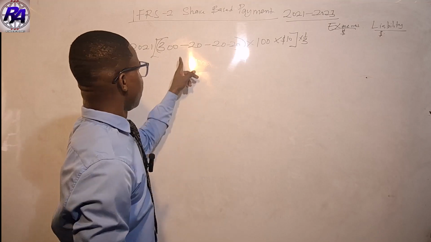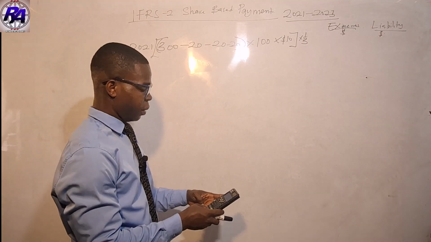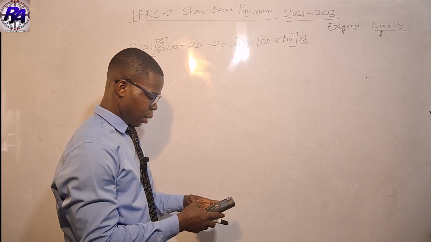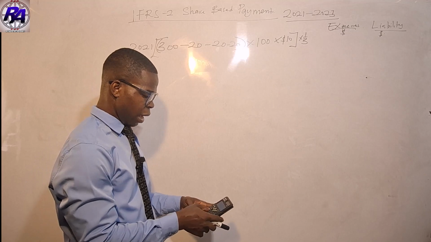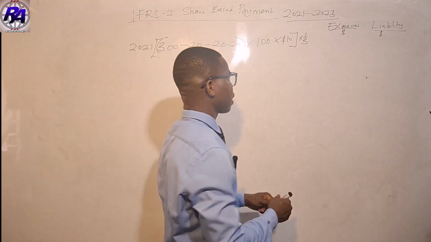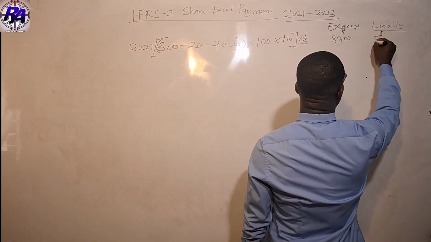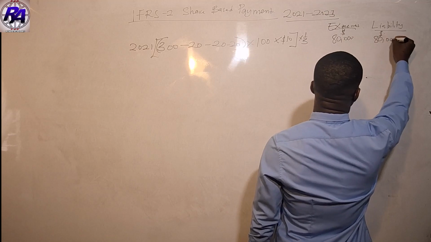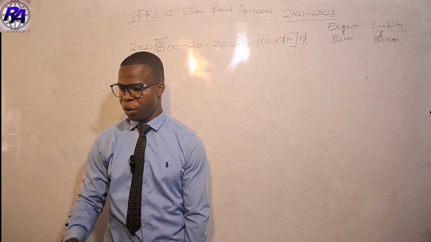So this is given as 60 minus... So we are going to get 240 times 100 times 10. All these multiply by 1 divided by 3, and that's giving us 80,000. So you recognize 80,000 expense in 2021 and 80,000 liability in 2022, as simple as that.